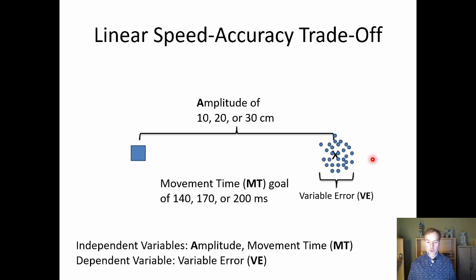So just to review, our independent variables, the ones that the experimenter controlled, were amplitude and that movement time goal. And then what do we measure from participants? That's the dependent variable, and that's variable error.